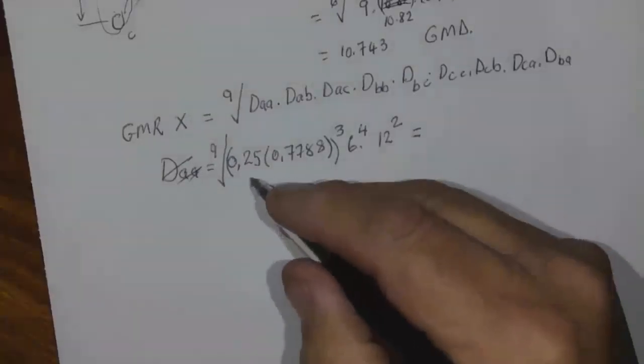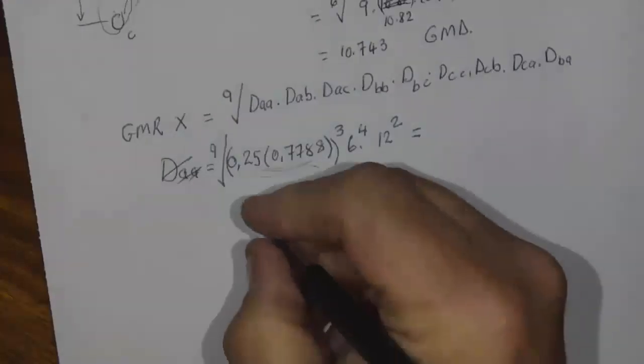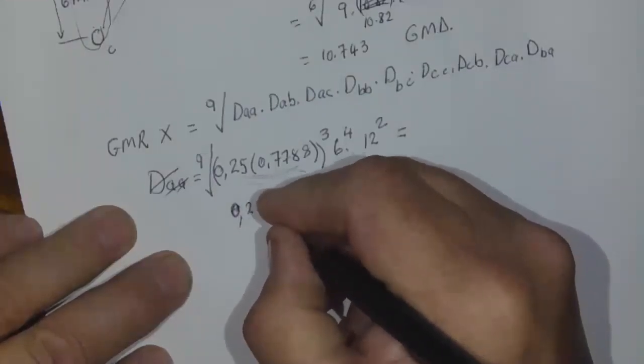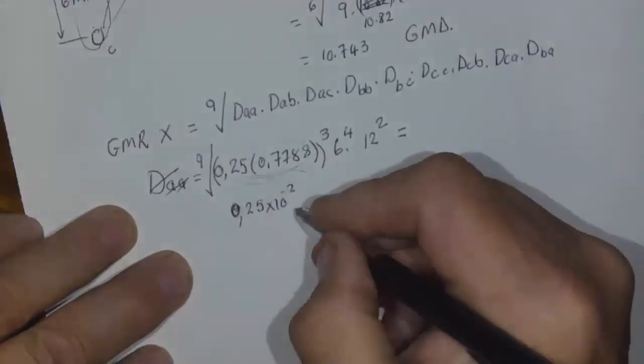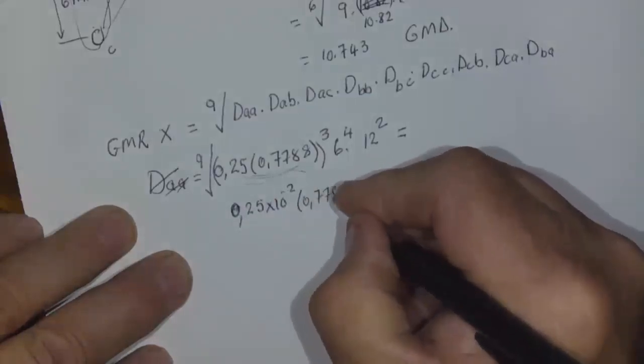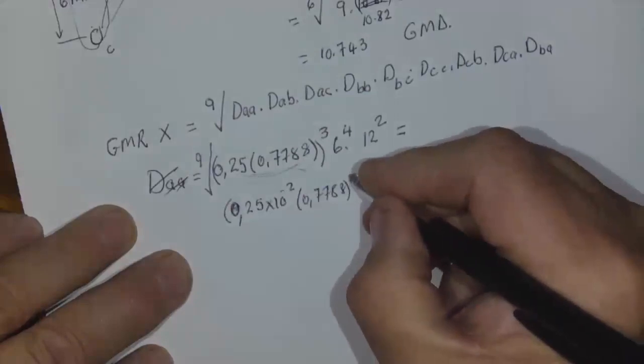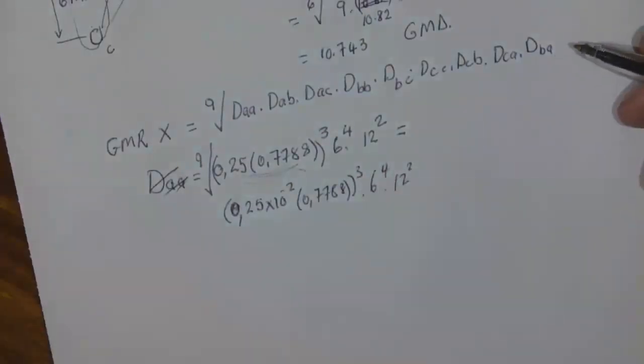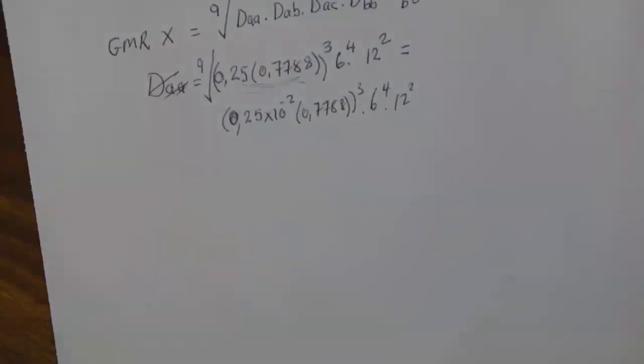0.5%. Okay. This one, remember, my bad, is 0.25 centimeter. So it's 10^-2 times 0.7788, all of that cubed, times 6^4, 12 squared. That'll make a difference, I think. 0.48. Hey, give that man a whiskey.